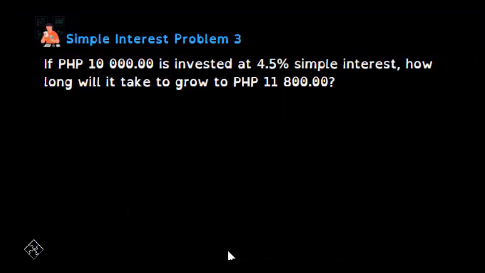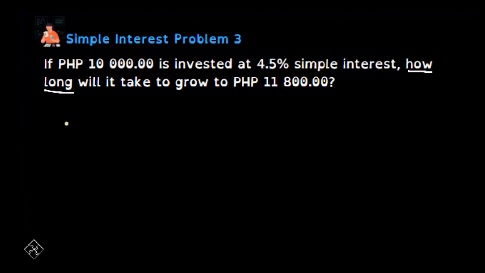Problem number 3, if 10,000 pesos is invested at 4.5% simple interest, how long would it take to grow to 11,800 pesos? So parang sinasabi dito, how long would it take? Parang we are talking about the time. Okay? So ilang years kaya, no? Bago lumago ng ganito yung pera mo, 11,800. So try natin, no? Isulat muna natin lahat ng mga given.